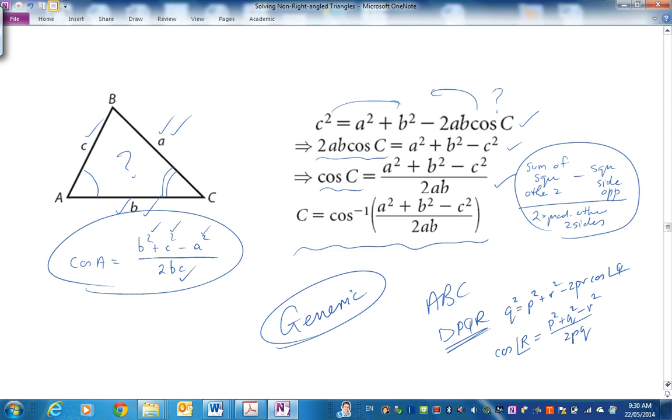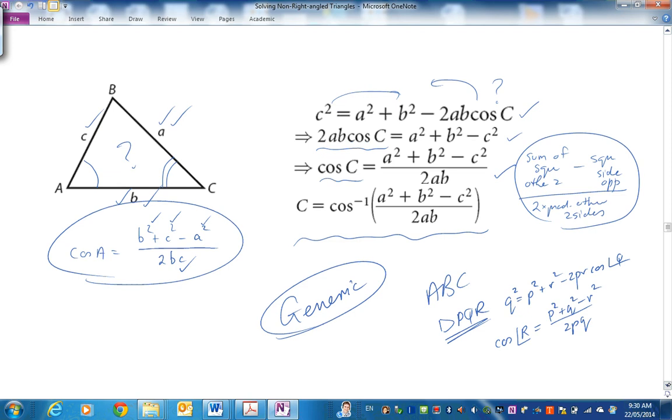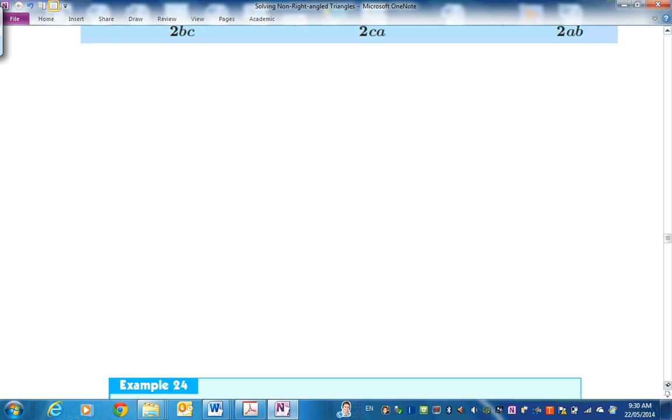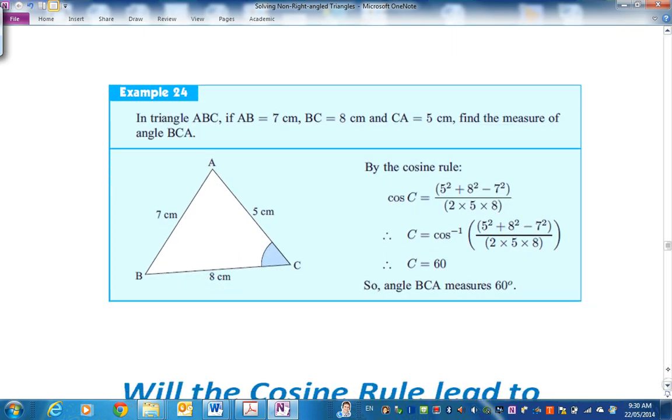Okay, practice that. Think about a generic or a word approach to the definitions. And there they are, of course, or the different versions using that generic approach. Okay. All right, let's go down and have a look at some problems. This time we're going to find an angle.